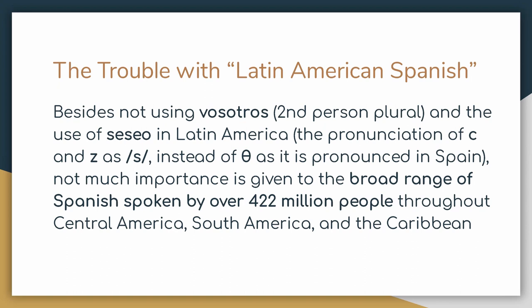Most people will just tell you, oh, well, in Latin America, they don't use vosotros for the second person plural. They use ustedes. They might also say there's the seseo, which is in Latin America, the C and Z, or ce and zeta, are pronounced just like the letter S, instead of in Spain, where it's pronounced more like this theta, like a th sort of sound. But besides that, there's not much importance given to the broad range of Spanish that's spoken by over 422 million people throughout the different countries in Central America, South America, and the Caribbean.